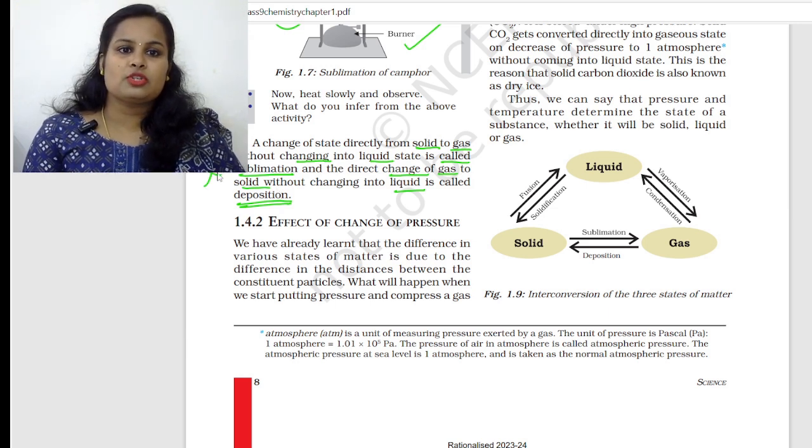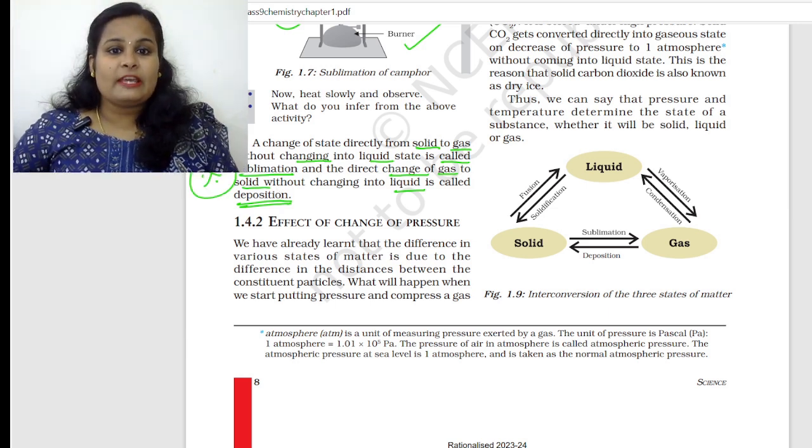So this definition also you can learn. Now, the next topic is the effect of change of pressure.